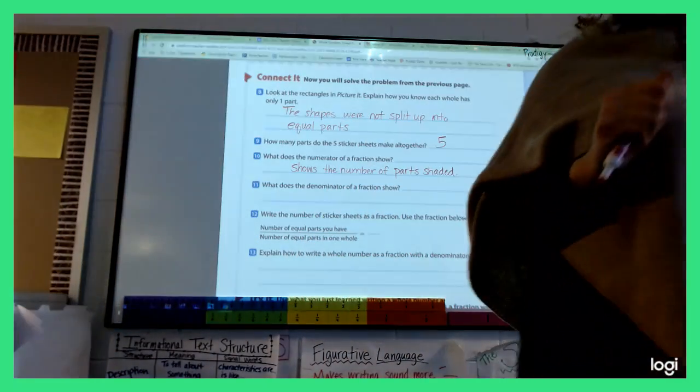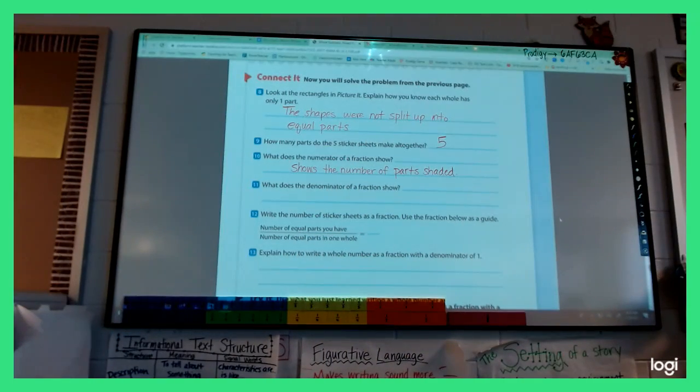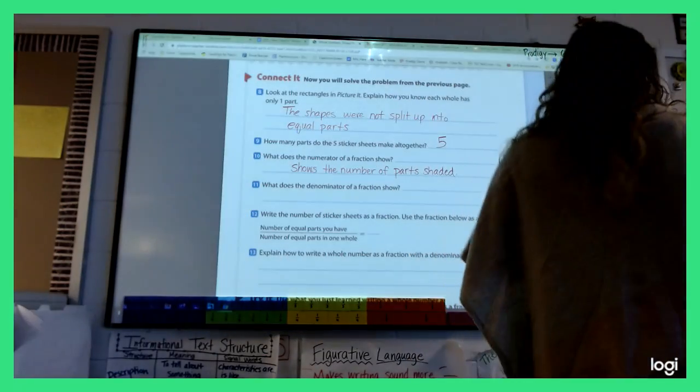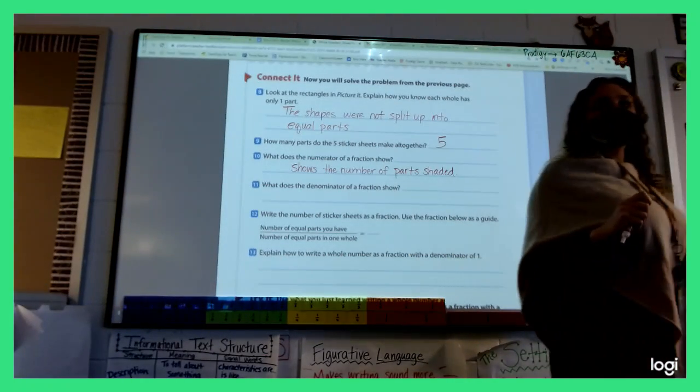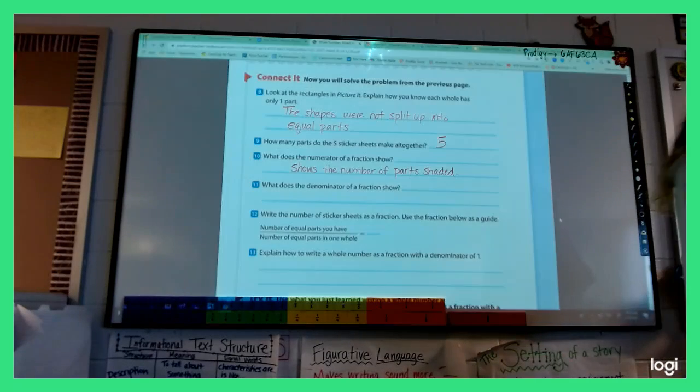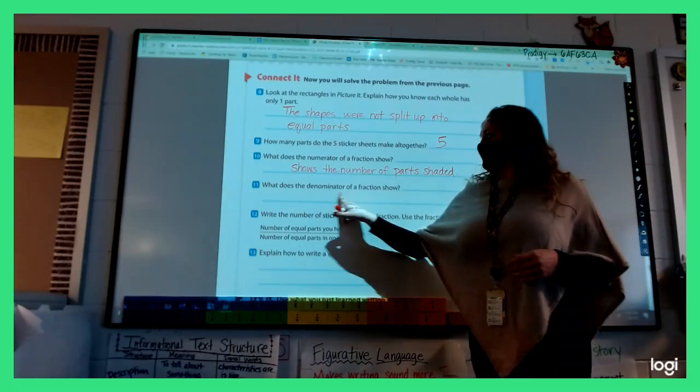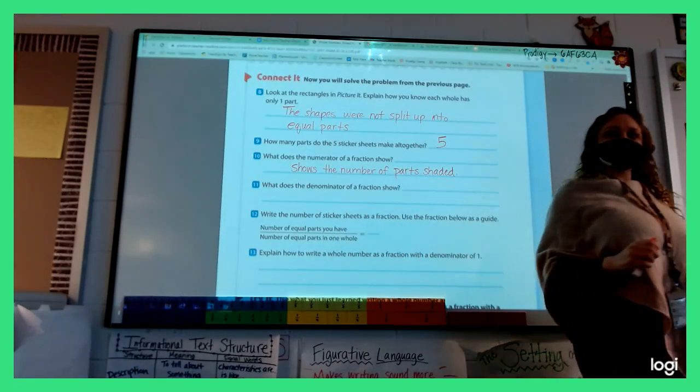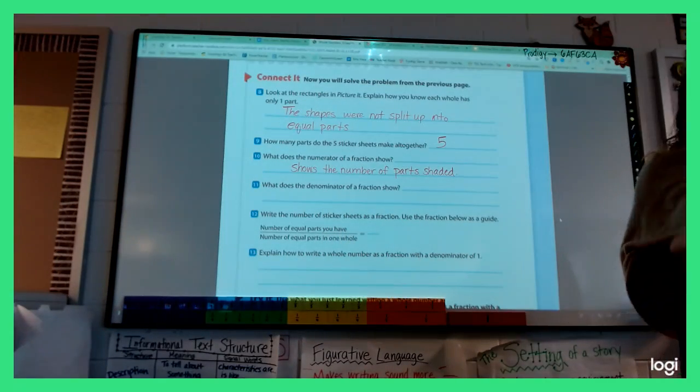Nice job. Once you finish that, go ahead, read the next one. I bet you can figure it out. All right, now, I know we could understand it. Sometimes it's hard to put it into words. Does anyone want to try to explain what the denominator of a fraction shows? The bottom number of a fraction, what does it tell us?